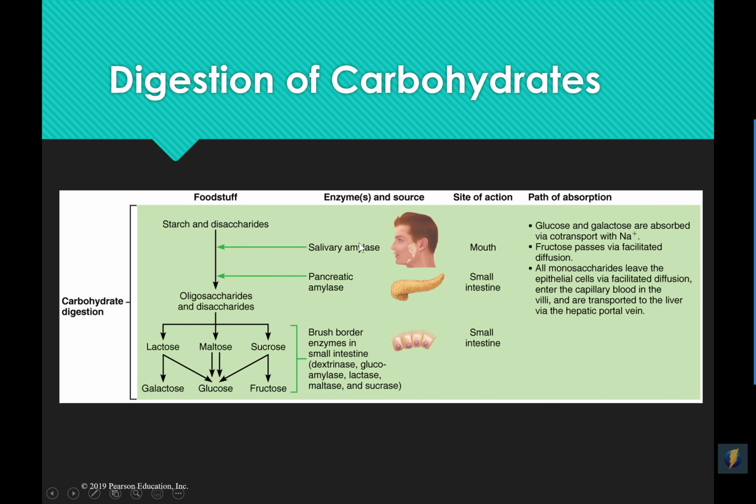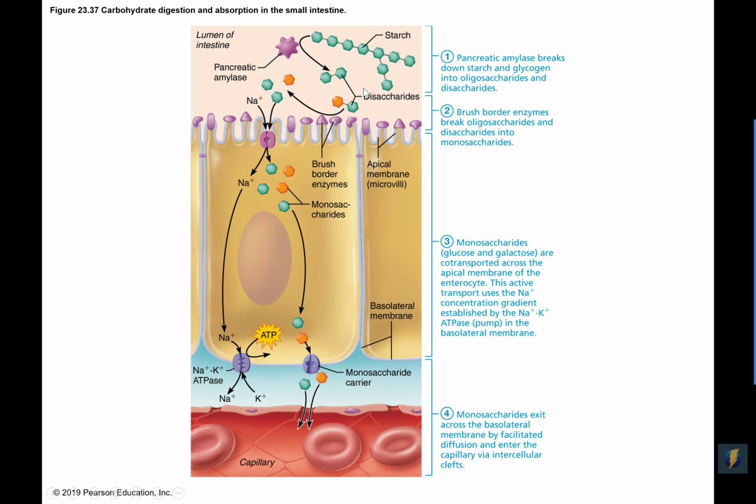So if you look at carbohydrates, you can see carbohydrate digestion starts in the mouth. A little salivary amylase is going to break down our starches into an oligosaccharide or a disaccharide. The pancreatic amylase then breaks the oligosaccharides and the disaccharides into our lactose and maltose and sucrose. And then we use brush border enzymes to actually get to the single monosaccharides. It's those monosaccharides that are absorbed via active transport. You can see here how that's happening.